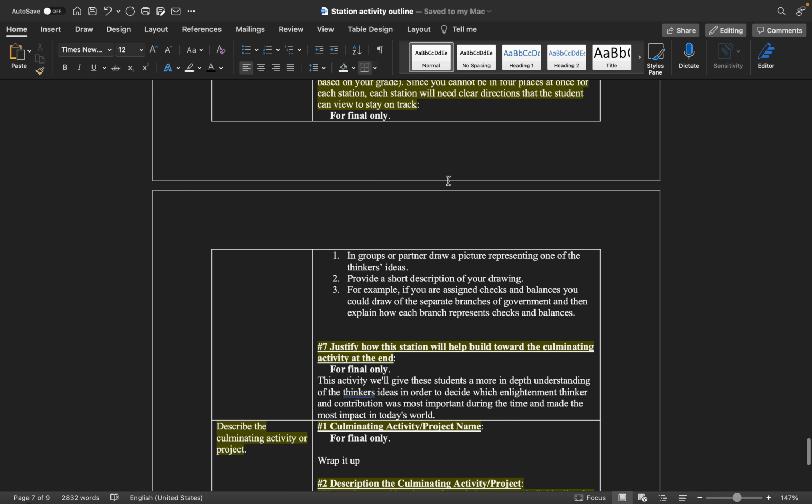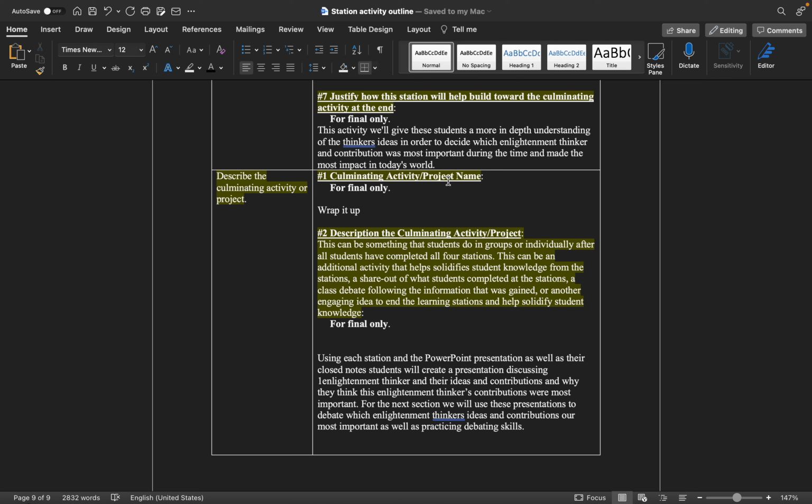And then for the final, they will have to, as individuals, create a presentation. They can use their closed notes, their PowerPoint, any of the resources that they used for their previous stations. In the PowerPoint, they have to discuss one specific Enlightenment thinker and their contribution and ideas, and why they think that Enlightenment thinker was the most important or provided the most to society, the world, during that time or even during this time.